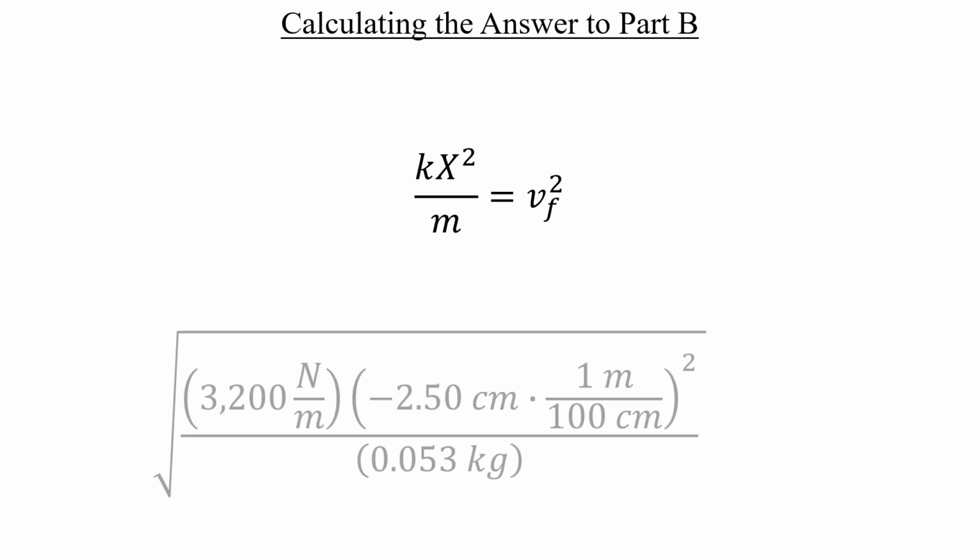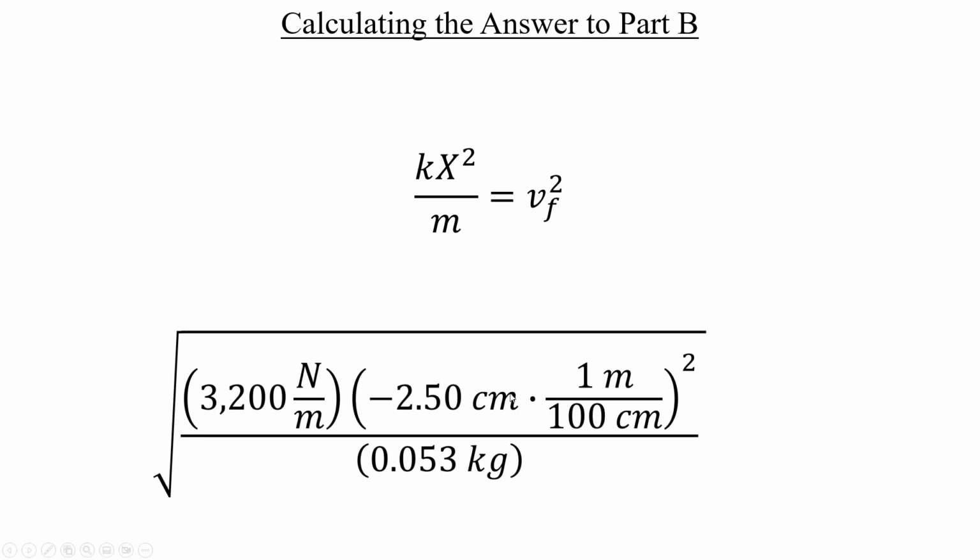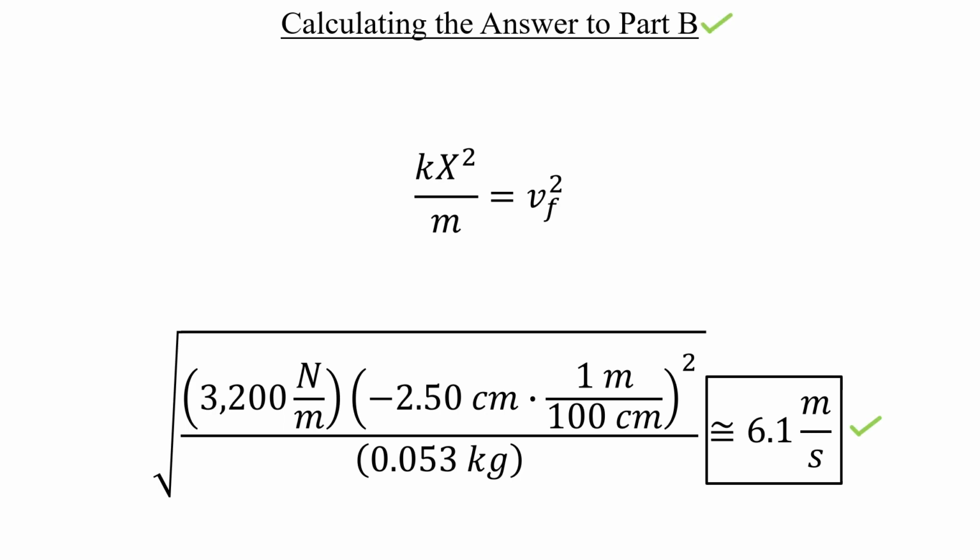Plug in the numbers, being sure to convert centimeters to meters along the way, and you'll get the following. We used some values with 2 significant figures to get here, though, so let's chop this 6.14 down to 6.1 meters per second. And that's our answer to part B.